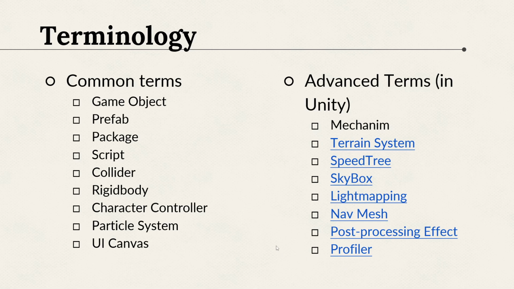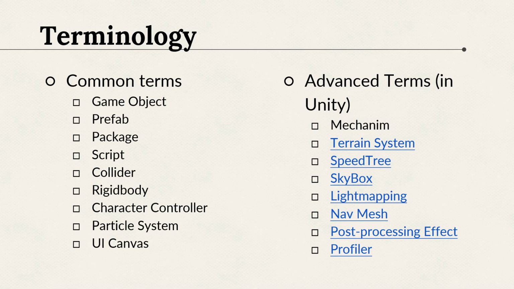Particle systems are very interesting and very nice. They create visual effects for you. Let's say you want to create a fire or a waterfall. You can use a particle system to create those things. And then UI canvases are very important. We get to UI canvases when we get to the interface design you're going to have and how you communicate different things with your users.